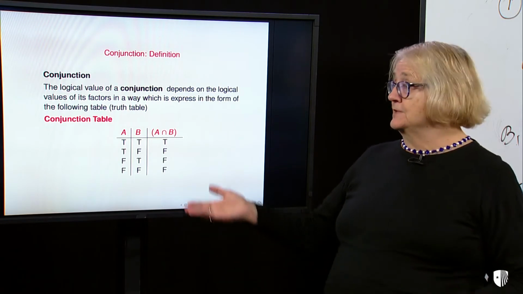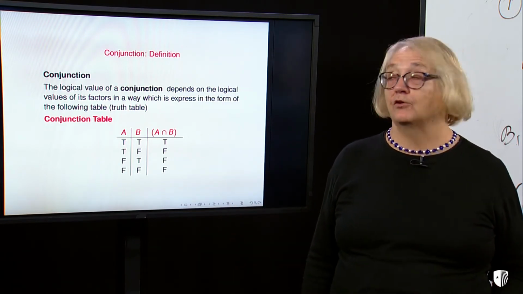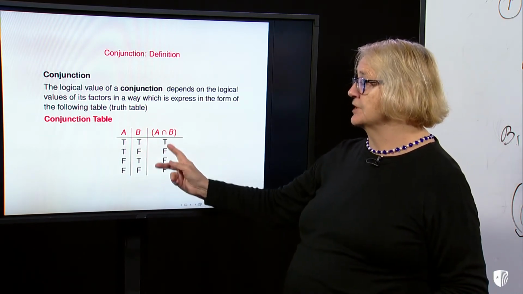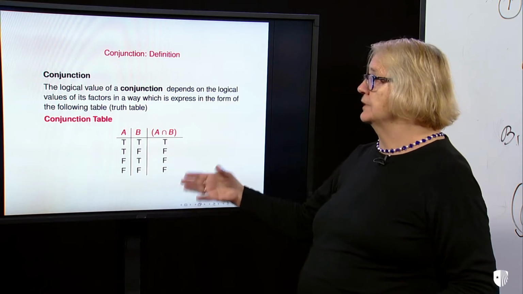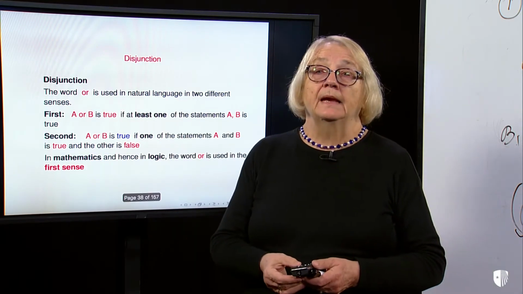Now, we can write it as what is called the truth table for conjunction. It means that if A is true and B is true, the conjunction is true. So we can express it as the conjunction table.